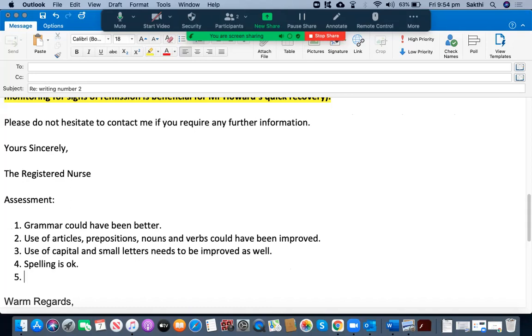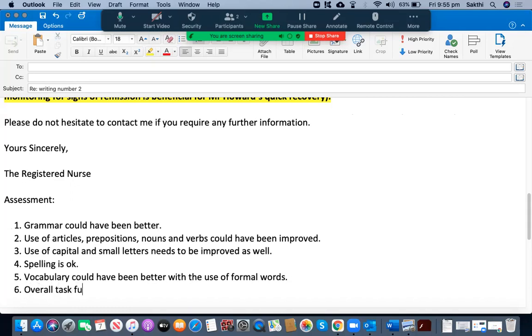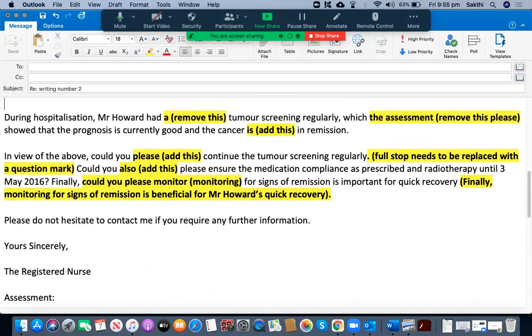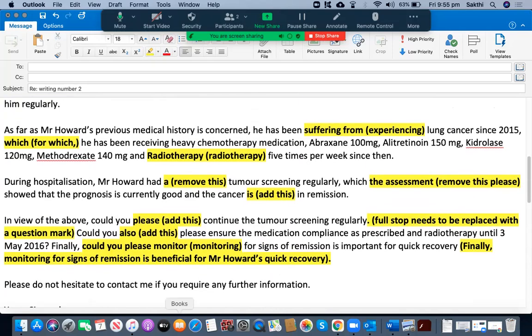So spelling is okay. Vocabulary could have been better with the use of formal words, like beneficial. Formal words like suffering from. Instead of that, you can use experiencing, and so on. Suffering from is an informal phrase, so it's better to avoid informal phrases. You can say experiencing instead of that.